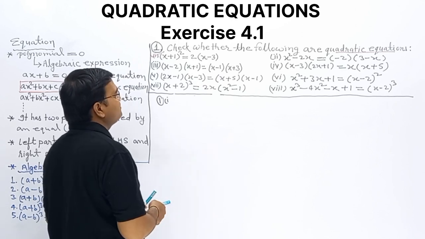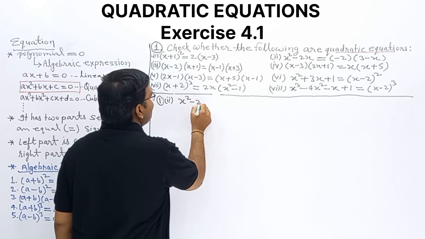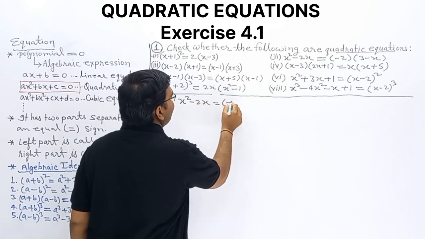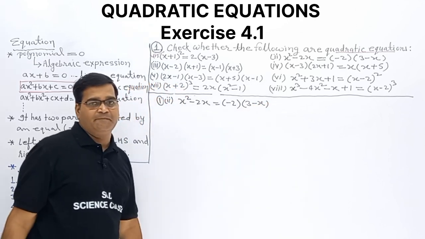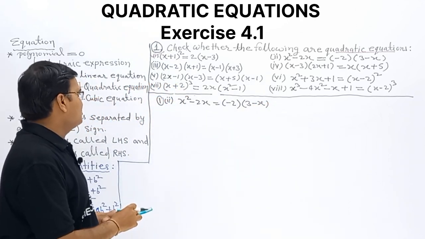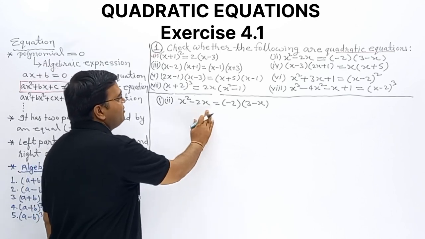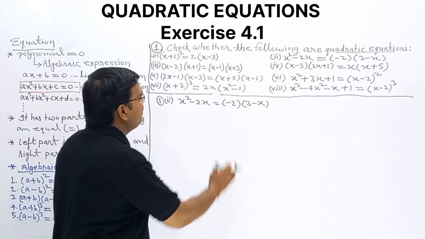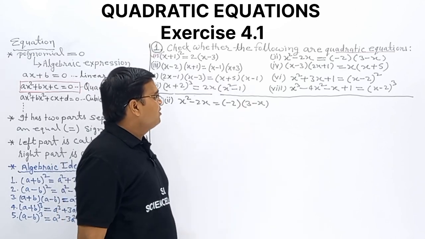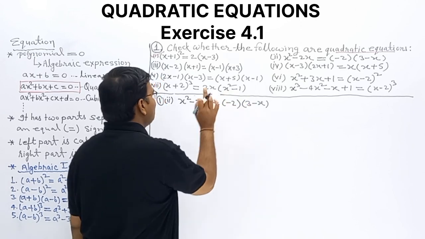What about this one? x square minus 2x equal to minus 2 times of 3 minus x. Observe carefully. How will we solve this question? Now, in the left hand side, it is not necessary to solve. All are correct. In the right hand side, we are having minus 2 and in the bracket we are having 3 minus x. So we will solve this bracket.